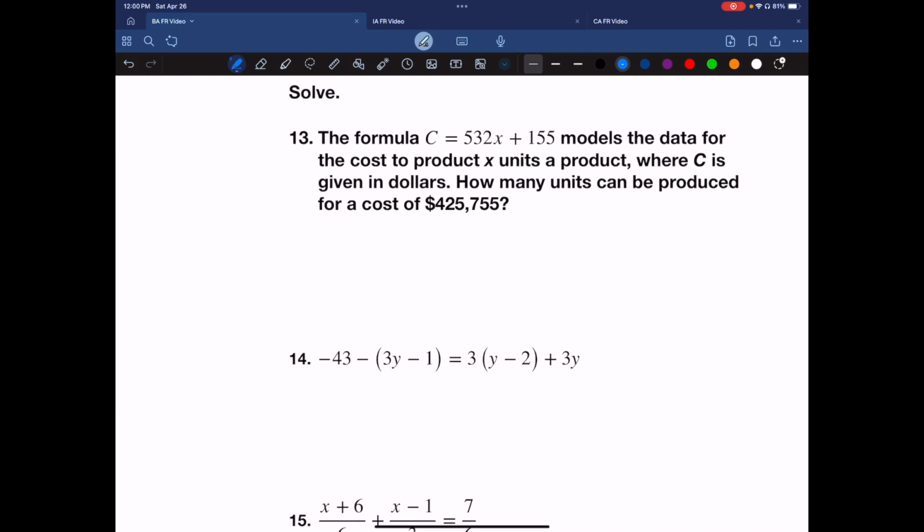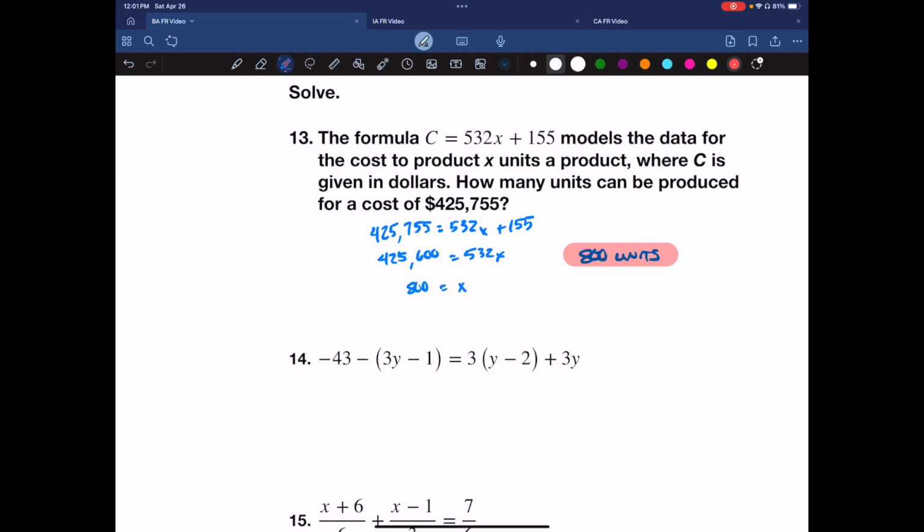13. But give me cost. So I'm going to say 425,755 equals 532x plus 155. All right, and that's going to give you... So you've got to work your way to solve for x. Okay, so this is going to be subtract 155 from both sides. That's simply going to be 425,600 equals 532x. And if you divide that big number by 532, you're going to get 800. And that means how many units can we produce for that much money? 800 units.